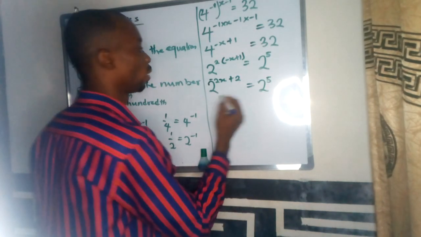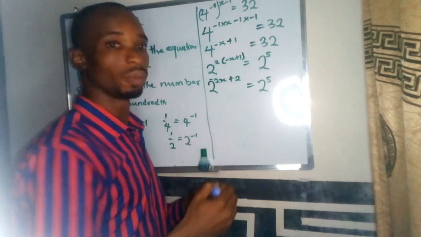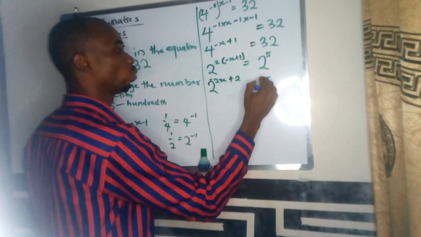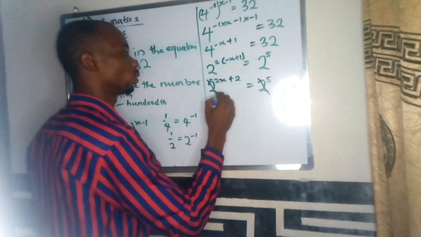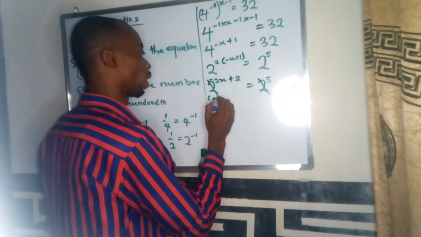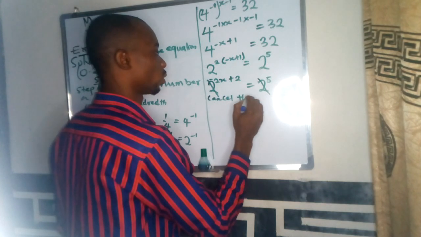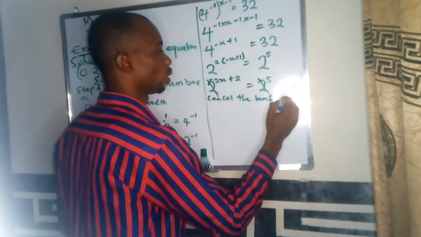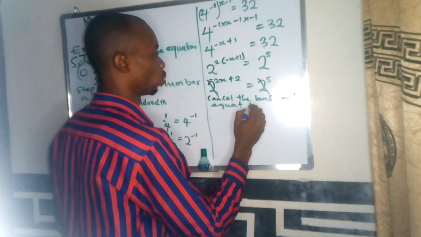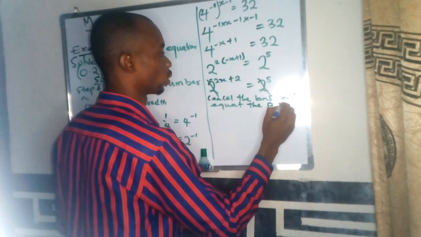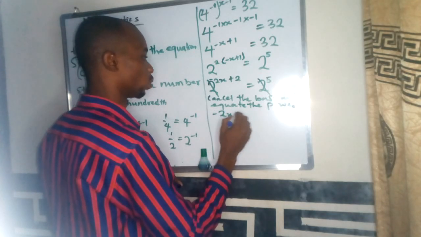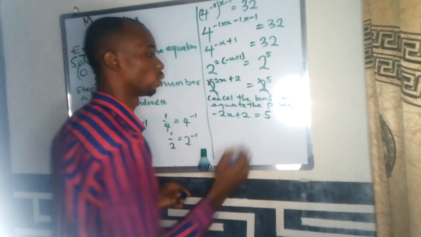Now, whenever you have the base to be the same, always do what? Cancel the base. So we put it here, cancel the base, and equate the powers. Equate your powers. That means that minus 2x plus 2 is equal to 5.